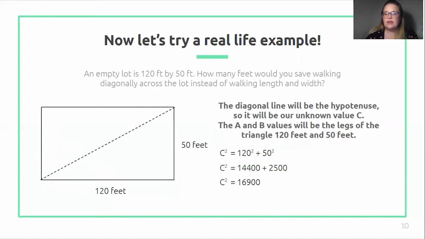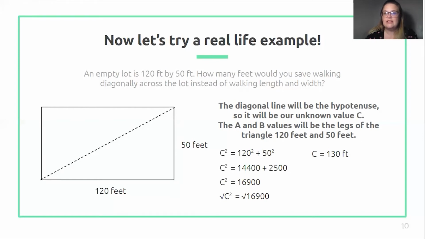16,900 feet. Now, in order to solve for just C, we're going to need to put the square root symbol on both sides of the equation so that we can get to just C, and then we'll solve for the square root of 16,900, which is actually 130. So C equals 130 feet. So we know that by walking diagonally across this lot, we would have only walked 130 feet.